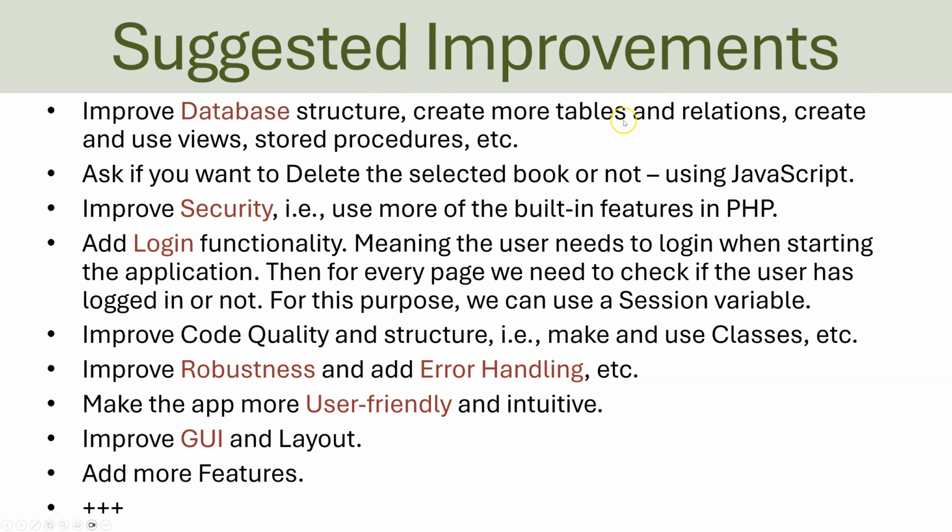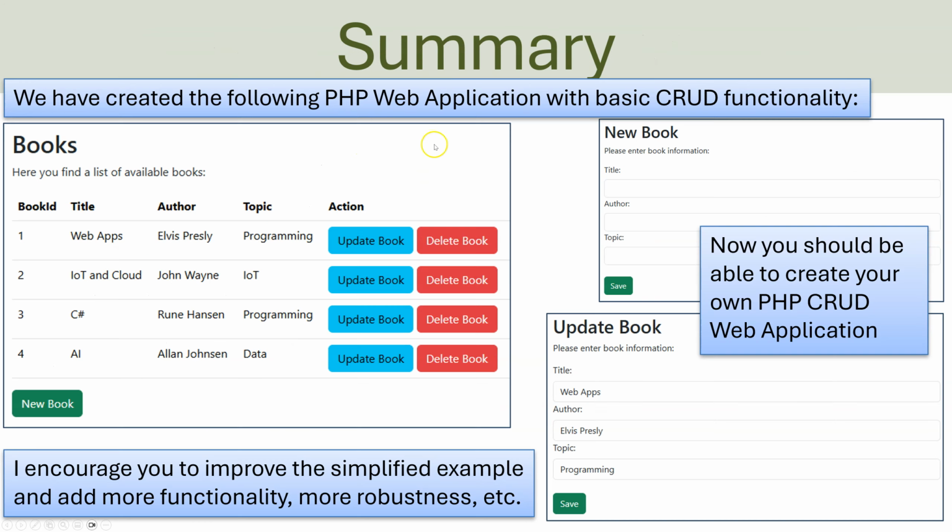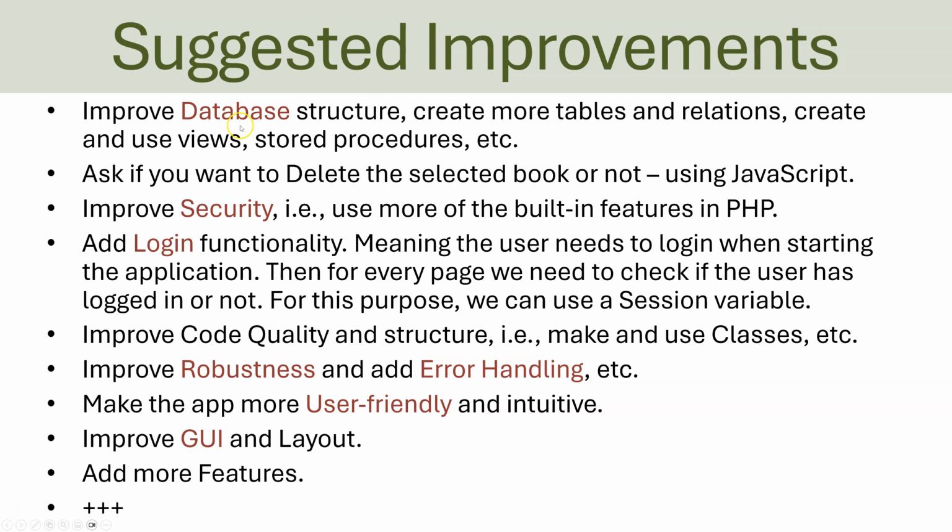You can create more tables and more relations. You can create and use views, stored procedures, etc. Typically, in this basic example, we have just created one single table for the title, author, topic, everything. Typically, you want to split into multiple tables where you have a separate table for the author, etc. So that's one improvement, to improve the database structure with more tables and more functionality.